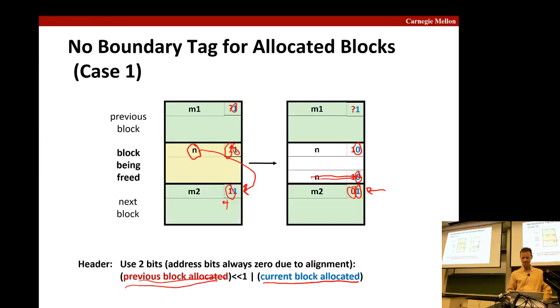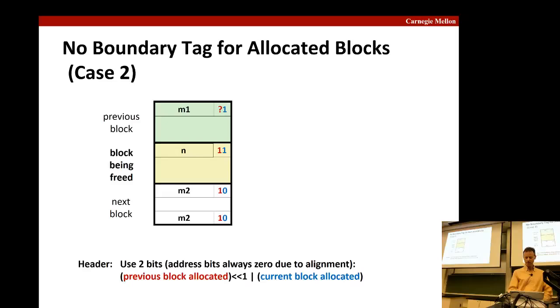Oh, I see. Never mind. Sorry, I'm getting myself confused here. For the ones that are free, we are going to maintain both the header and footer. It's just the allocated ones where we don't want to waste space on the footer. So this is the steady state: for something that's unallocated, you've got both the header and a footer. In this case, the previous block is allocated, so that's why it's a 1, and it's a 1 there.